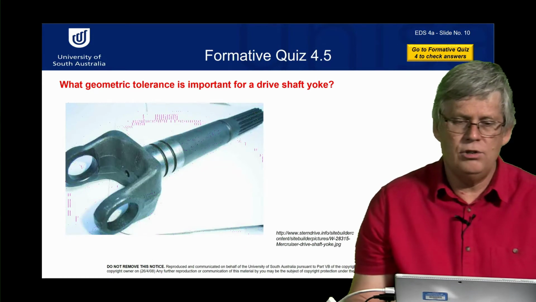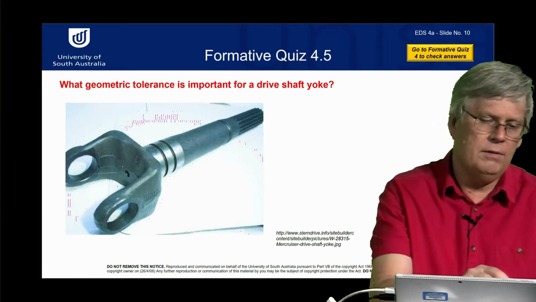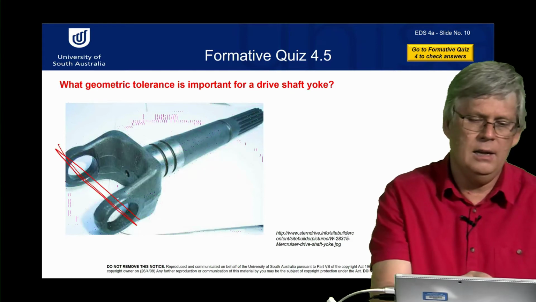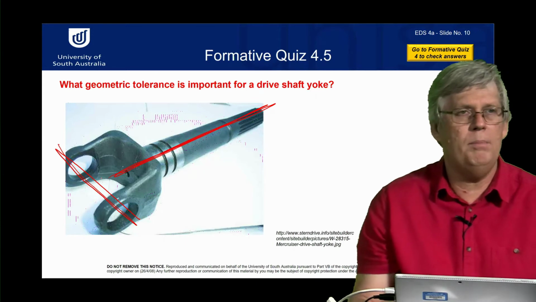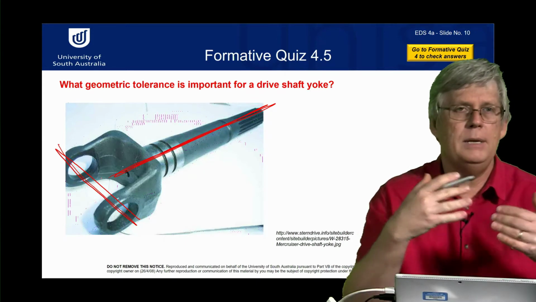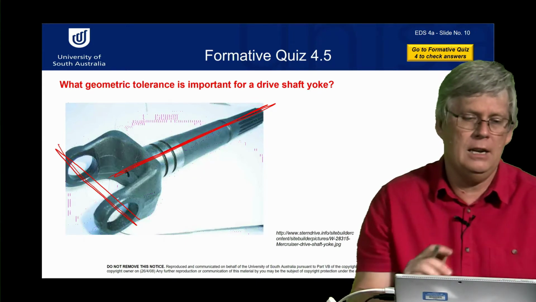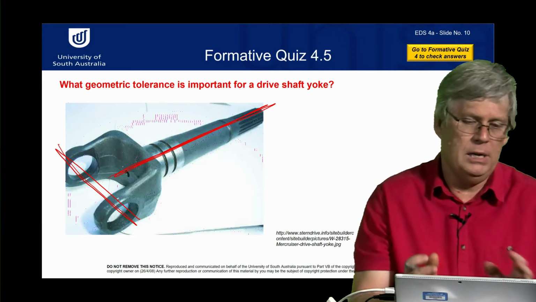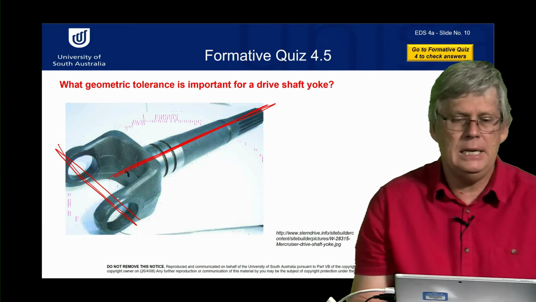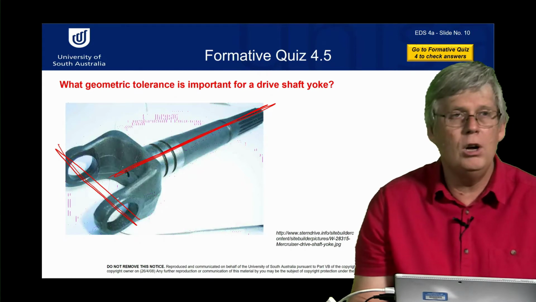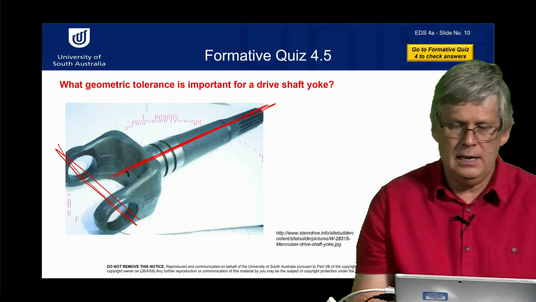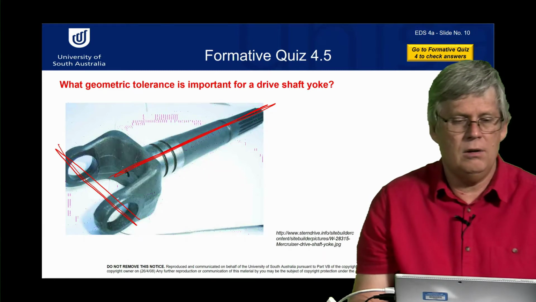Another one is on a drive shaft and a yoke. We've got an axis through here, and another drive axis here, and for this to work properly, we need them to be within a certain range of perpendicularity. The dimensions can be right, but they also need the correct geometry tolerance, so being perpendicular. That's another tolerance that we want.